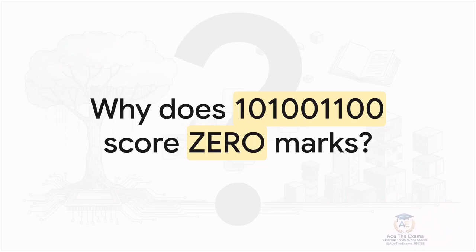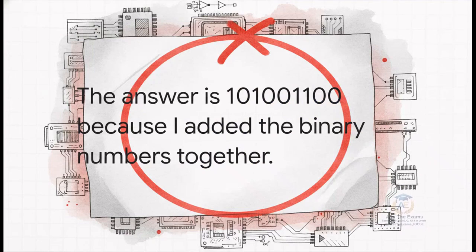Mathematically, your addition is totally flawless, but in the reality of an 8-bit computer system, your mathematically perfect answer just completely broke the machine. And when the exam asks you to explain what just happened, here's the classic student mistake we see time and time again. They write, the answer is 10100110 because I added the binary numbers together. Look, I get the logic, but this completely lacks the precise technical language examiners are actively hunting for on their mark scheme. It totally ignores the physical hardware constraints of the system.